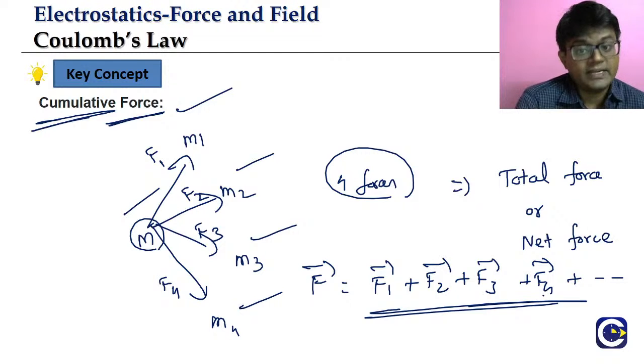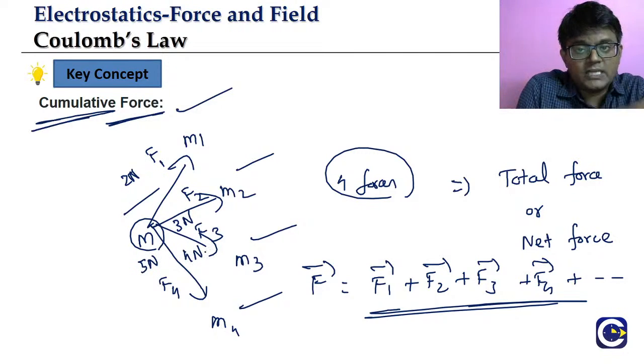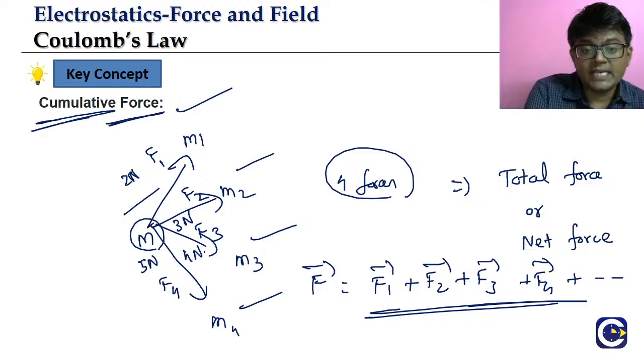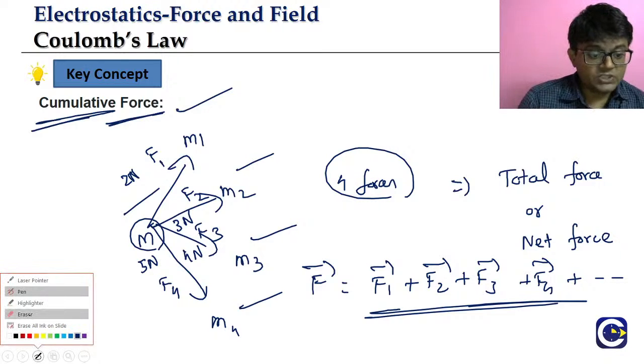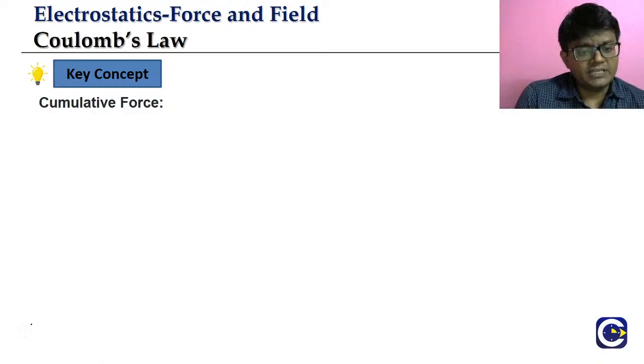Because we are dealing with vectors, we cannot simply add the values. Let's say, for example, on this side we have a 2 Newton force, on this side 3 Newtons, this side 4 Newtons, this side 5 Newtons. We cannot simply say 2 plus 3 plus 4 plus 5. Why? Because the addition of vectors follows the vector law of addition. This is the cumulative force concept in gravitation.